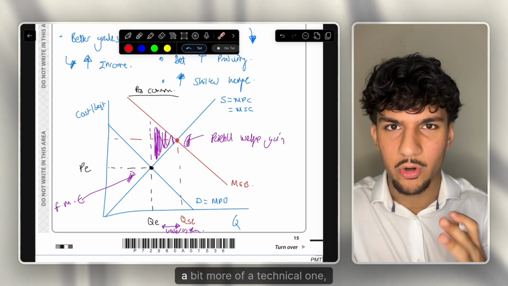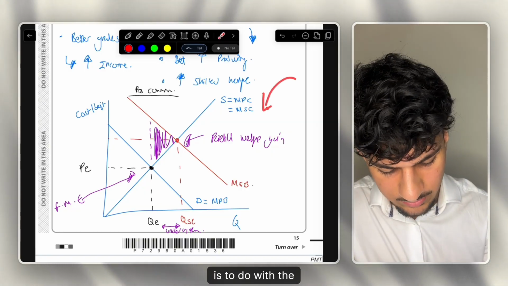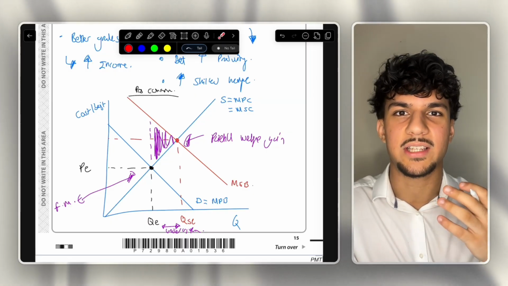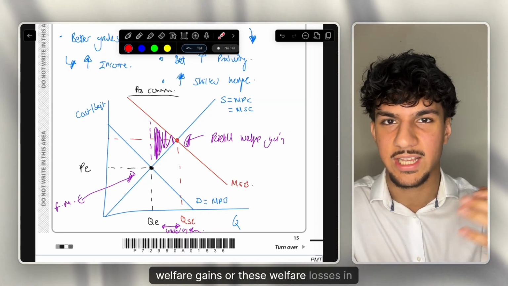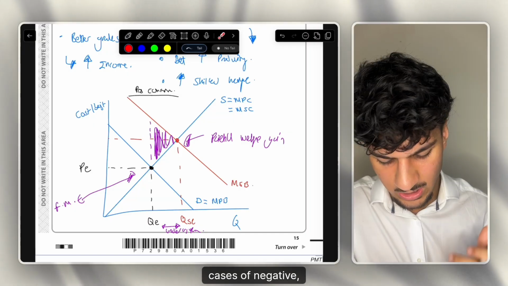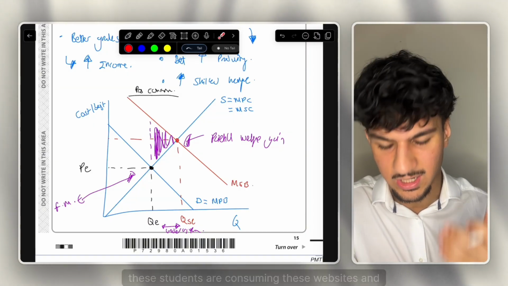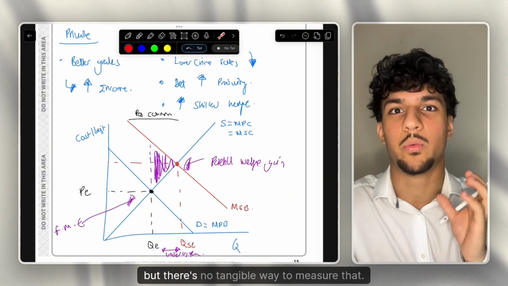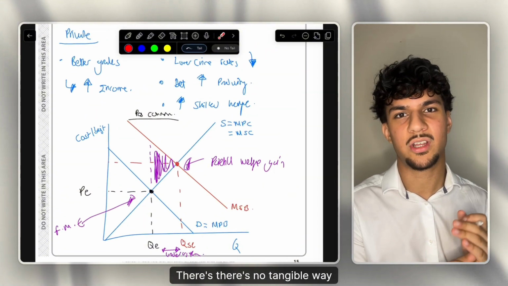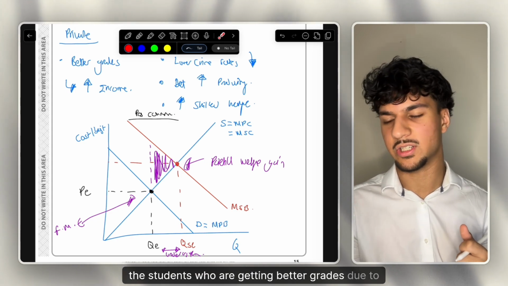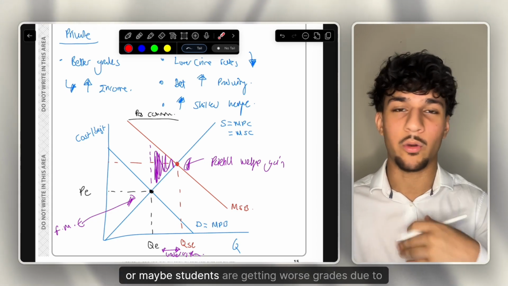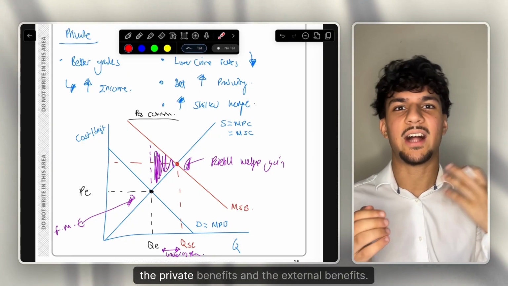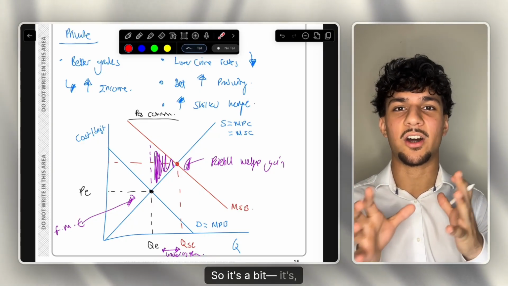Another one, a bit more of a technical one, is to do with the diagram itself, and it's to do with how hard it is to actually measure these welfare gains or welfare losses in cases of externalities. In reality, these students are consuming these websites and they may be getting better grades, but there's no tangible way to measure that. There's no tangible way to measure the students who are getting better grades due to consuming the website, or maybe students are getting worse grades due to consuming the website. There's no way to measure the private benefits and the external benefits, so it's hard to quantify it.